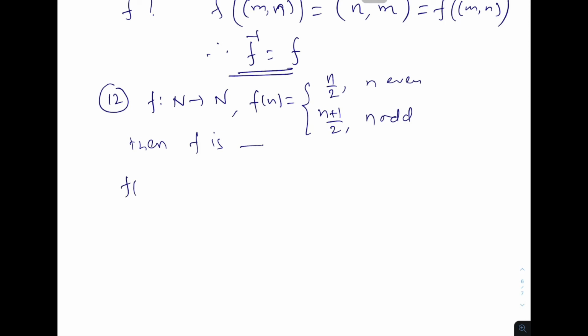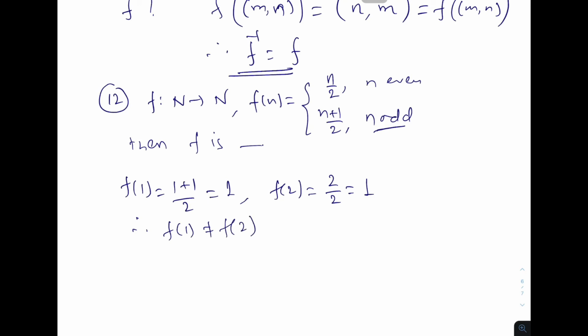Now here F is from N to N. F of 1 is odd, so that is (1 plus 1) by 2, and so it is 1. F of 2 is even, so that is n by 2, so that is 2 by 2, and so it is 1. Now from this we can say that F of 1 is equal to F of 2, but 1 is not equal to 2. What does it mean? Therefore F is not one-one.